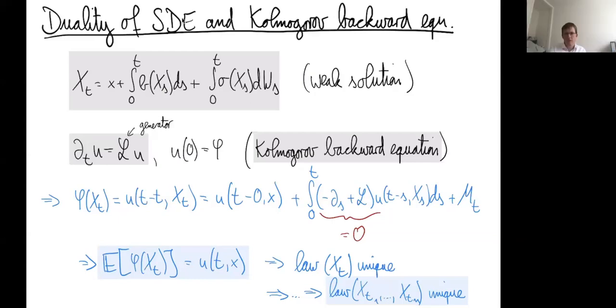I suppose you need some control on u to make sure that it's a martingale, not just a local martingale. Yeah, this is true.